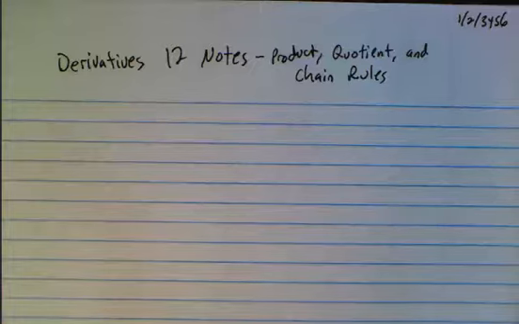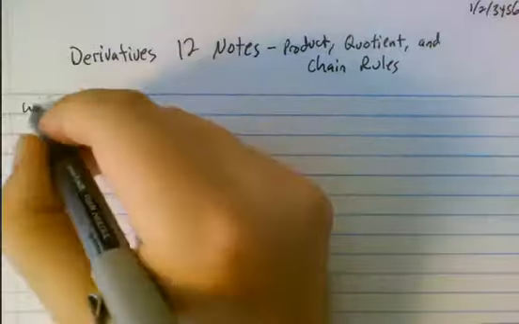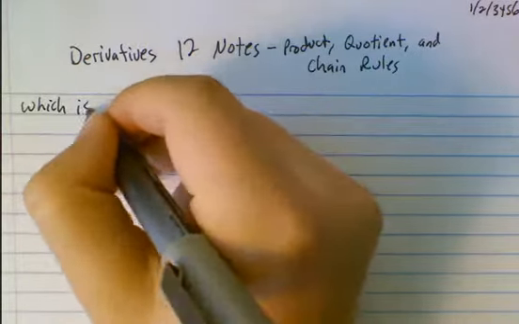Please title these notes Derivatives 12 Notes, Quotient and Chain Rules, and write today's date. By the end of this lesson, you should be able to identify the product, quotient or chain rule, even if you don't know which one's going to be coming up. And you should also be able to work with them if there are multiple ones in the same problem. So for starters, let's just practice figuring out which is which.